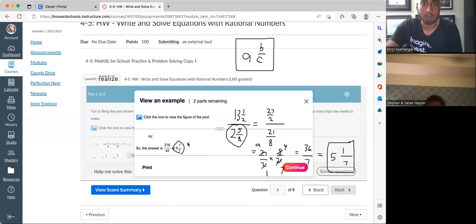Let me see your calculator again. All I put in was 13 and 1/2. Okay, divided by. Now press divided by, and then enter the 2 and 5/8. Equals. 5 and 1 over 7. There you go. So now you know how to use those buttons. That's how you get this 5/7.